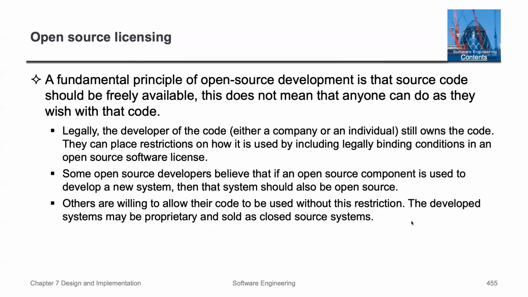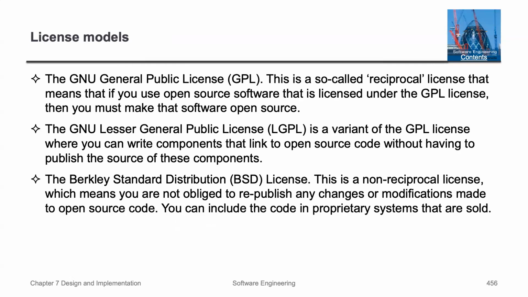So there are different variants of open source out there, and here are three examples. The GNU General Public License is called the reciprocal license. That means that if you use open source software that is licensed under GPL, then you must make that software open source. The Lesser General Public License is a variant of the GPL where you can write components that link to open source code without having to publish the source of these new components.